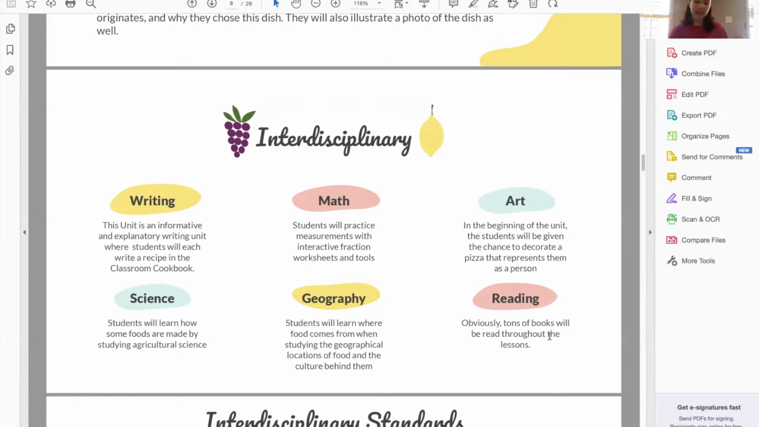I just like pizza, and so students will create their own pizza that represents them as a person, because it goes along with the story that we were reading. They'll get to be really creative with the pizza, and they get to illustrate and design their dish on their page.